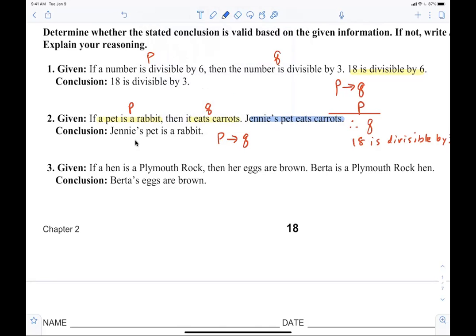If it's not in that order, then it's what? Then it's false. All right. So Jeannie's pet eats carrots. So eating carrots has to do with what letter? Q. Therefore, what? There is no valid conclusion.